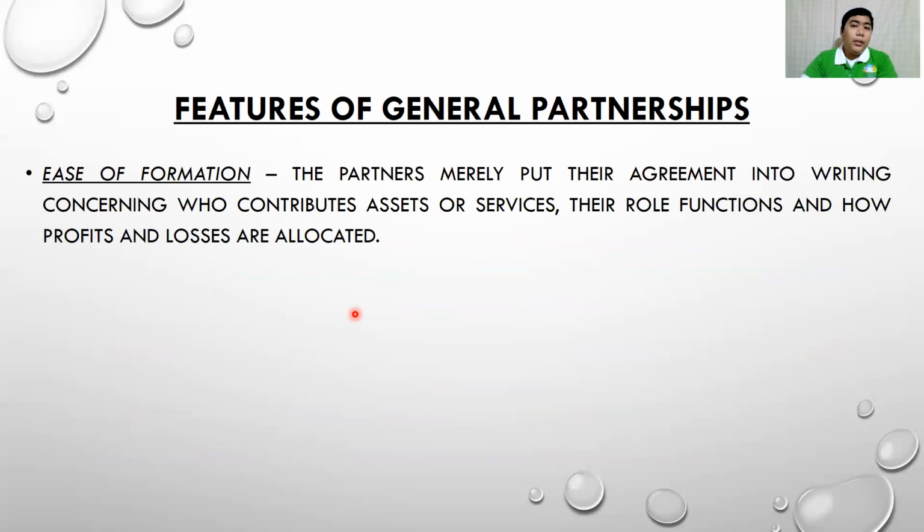So what are the features of a general partnership? Of course, some of it medyo alam nyo na and na-discuss nyo na in your basic accounting. But we will just review. So, the first feature of a general partnership is that it is easy to form. The partners merely put their agreement into writing concerning who contributes assets or services, their role functions, and how profits and losses are allocated. Wala nang ire-register sa SEC, unlike sa corporation. There are lots of governing bodies na kailangan nilang ipasa or isubmit in order to form a corporation. While a partnership, wala. They just need to agree on something.